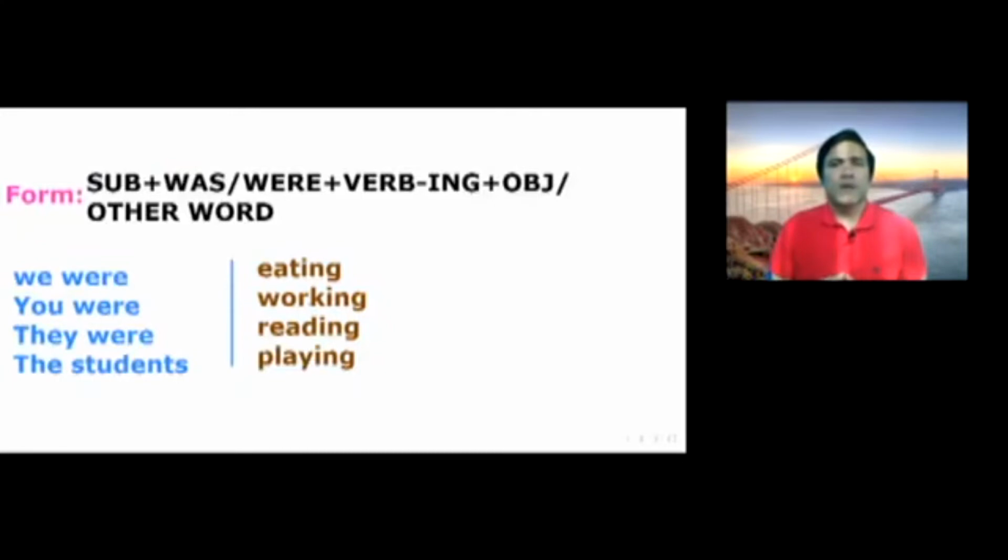Then for the subjects we, you, they, and any plural subjects like the students, we use were. Like we were eating, amra khacchilam, you were working, tumi kaj korchile, they were reading, tara porchilo, the students were playing, chhatrora khelaadhula korchilo.